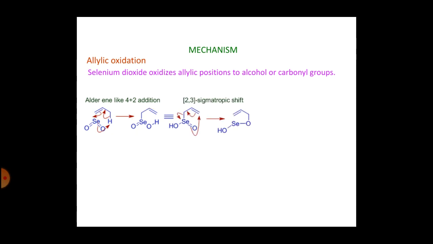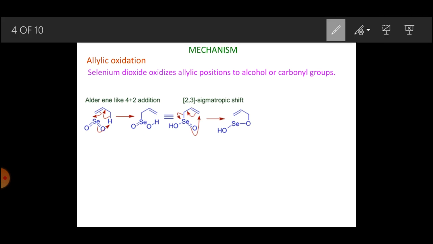In the second step, this selenious acid will undergo a 2,3 sigmatropic rearrangement. This is a different kind of reaction which we haven't seen so far. So this is a rearrangement of sigma bond, right? So we will not discuss this right now. So it will go for the sigmatropic rearrangement and will give a very unstable compound.